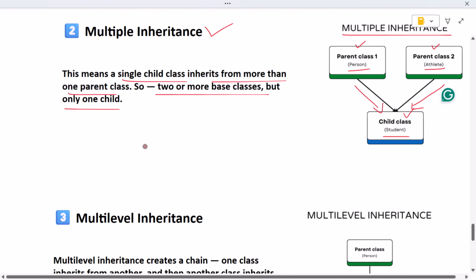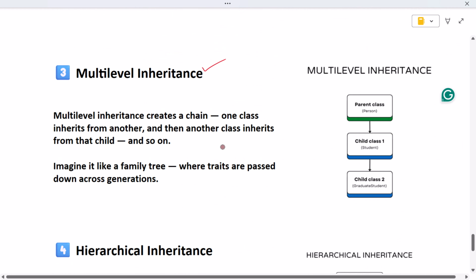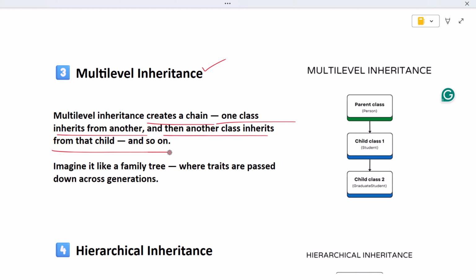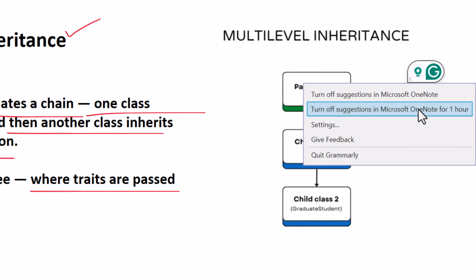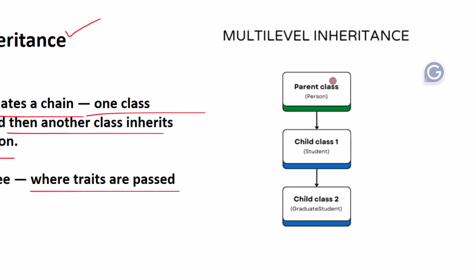Next, multi-level inheritance. Multi-level inheritance creates a chain. One class inherits from another, and then another class inherits from that child, and so on. Imagine it like a family tree where traits are passed down across generations. Now check the diagram. At the top we have the parent class, person.